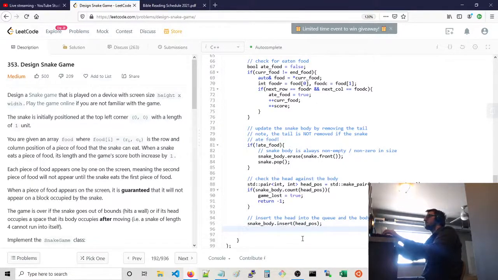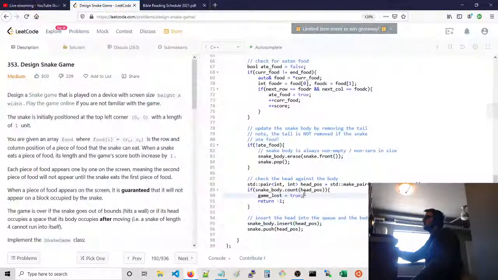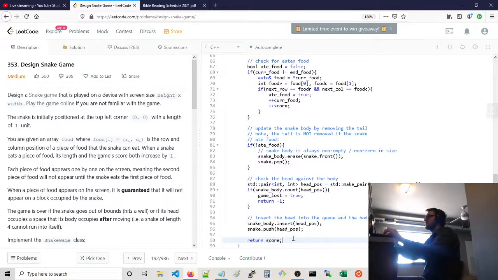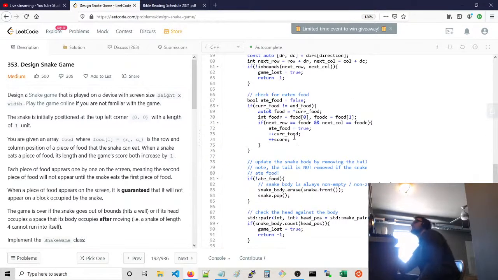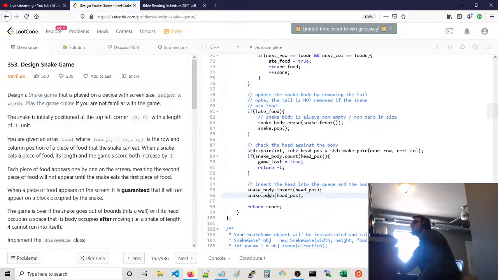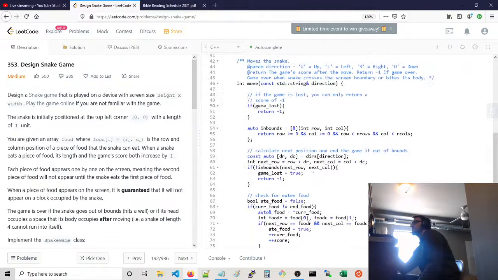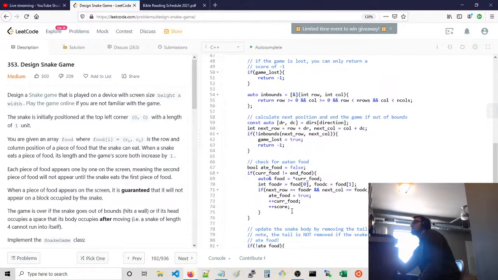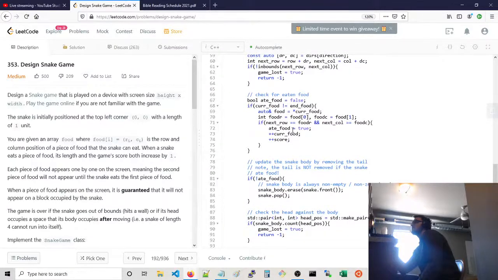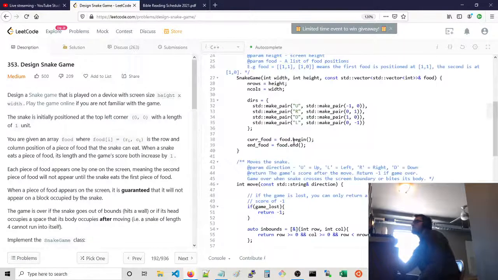Insert the head position and the snake dot push head position. So now we have this pushed into our queue and into our hash set. And now, what else do we want? And we'll return the score, which really the score could just be the size of the queue, size of the snake. Yeah. You can maintain the score this way too, that works as well.